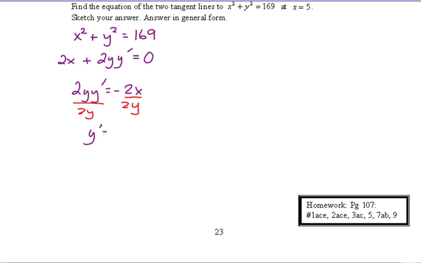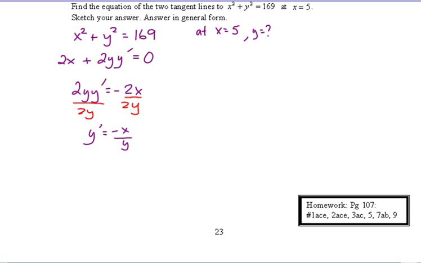Okay, so do we have a problem? What's our problem? We don't have y. We do know x. Could we figure out y? Okay, so let's figure out y. So at x equals 5, let's solve for y.